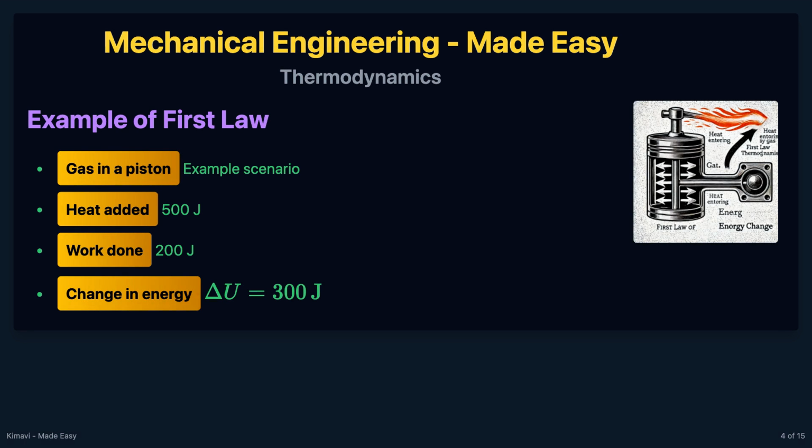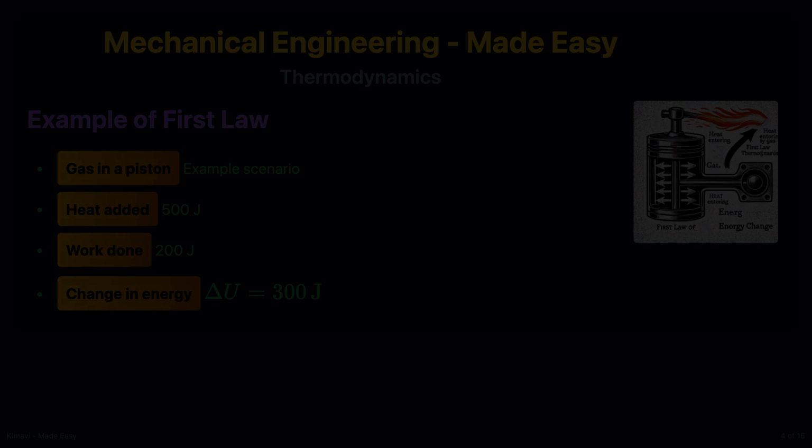Consider a gas in a piston. If 500 joules of heat is added to the gas and the gas does 200 joules of work by expanding the piston, the change in internal energy of the gas is calculated as delta U equals Q minus W, which equals 500 joules minus 200 joules, resulting in a change of 300 joules.